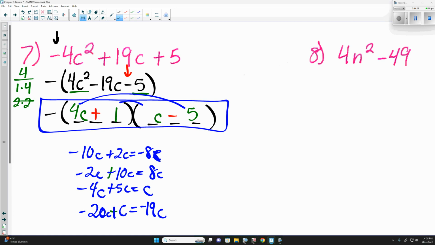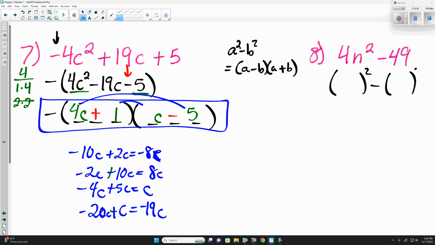The next one, 4n squared minus 49. This is a difference of perfect squares. Our difference of perfect squares, a squared minus b squared, is equal to a minus b times a plus b, or we can say a plus b times a minus b. And in this case, we do have a difference of perfect squares. 49 is 7 squared. 4n squared is 2n, because 2n times 2n is 4n squared. 7 times 7 is 49. So it is our difference of perfect squares.